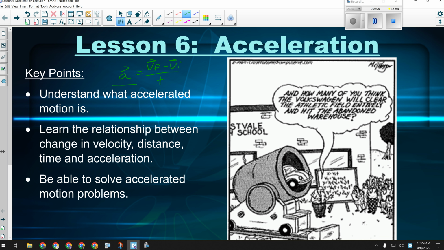All right, so we're going to look at the relationship between change in velocity, distance, time, and acceleration. That's a little bit of graph stuff. And then the formulas, okay, be able to solve accelerated motion problems.